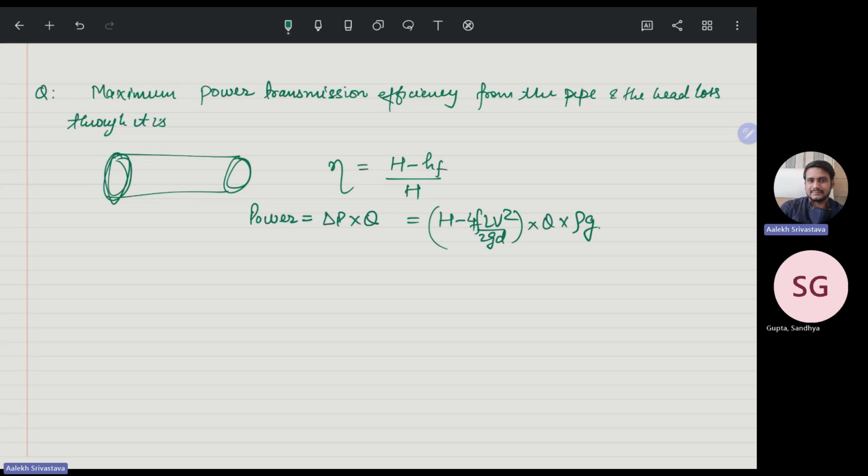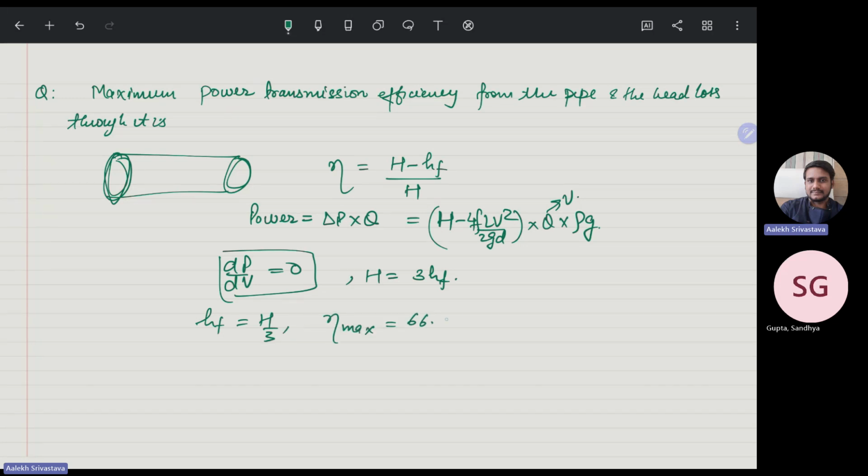Now you know the power, so you can differentiate the power with respect to velocity and equate it to zero because here is also velocity, here is also velocity. Then you will get the head that is required, that is equal to 3 HF, and HF is equal to H by 3, and the maximum efficiency is 66.67%. This is the answer.